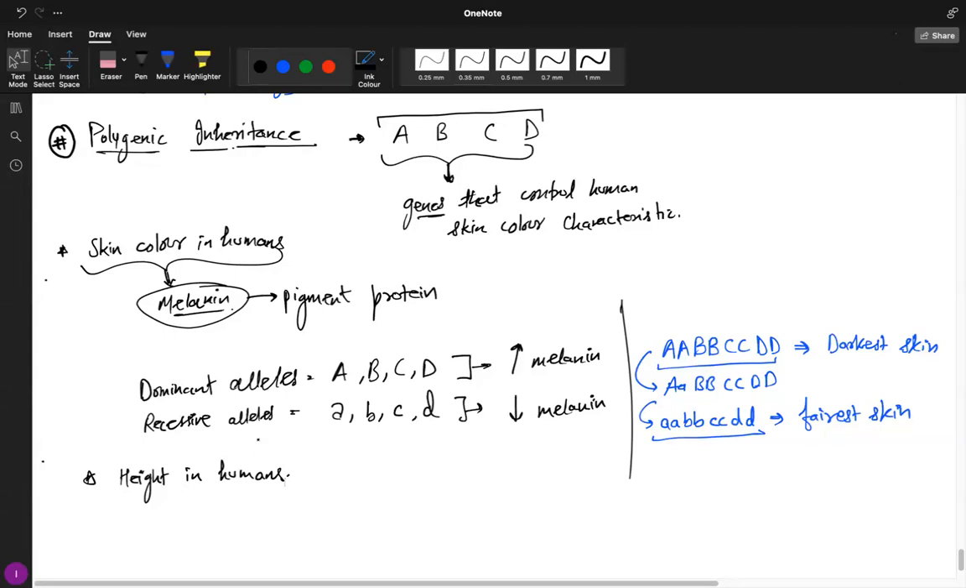Let's define polygenic inheritance. If the inheritance of a character is determined by a combination of two or more genes, then it's called a polygenic inheritance. That's called the polygenic inheritance.